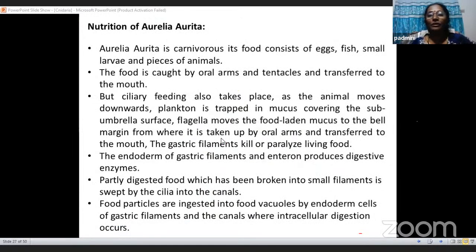Nutrition: as the food is being brought in, that is when the water comes in, and also the tentacles capture the food and bring it to the mouth, and the food is taken in. Carnivorous is what we were talking about as the characters. What are they? Eggs, fish, small larvae, and pieces of animals. Here when you're talking about pieces of animal, it can also be chitin. Remember chitin?